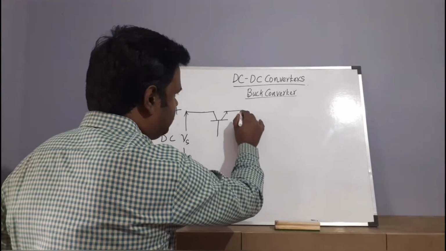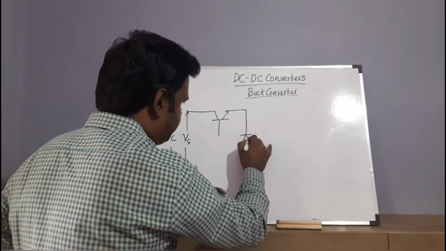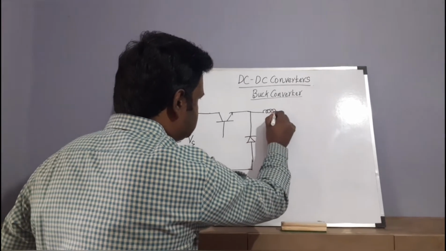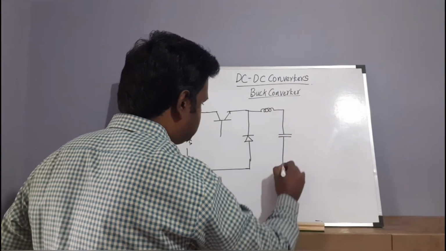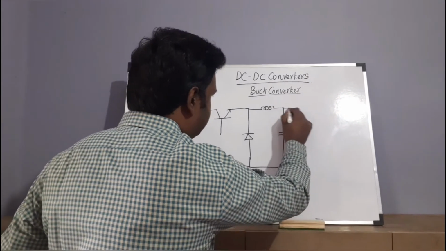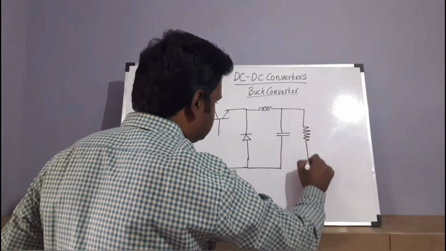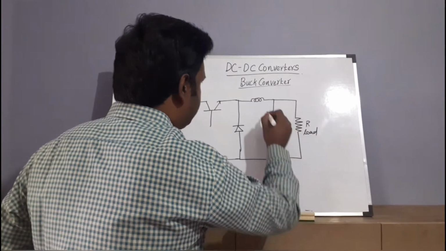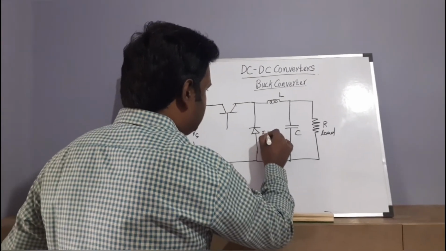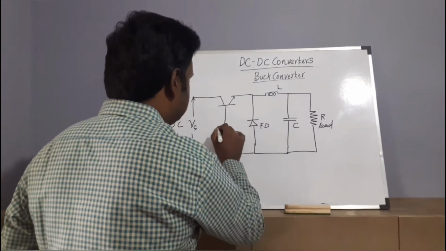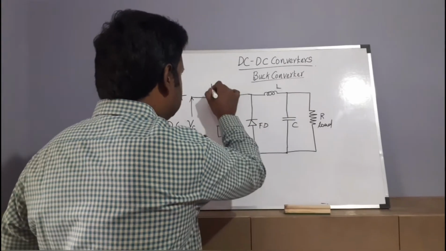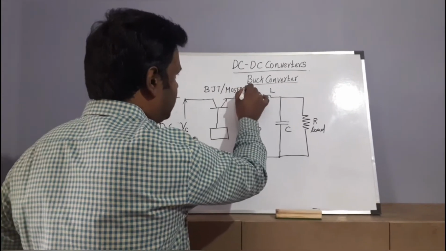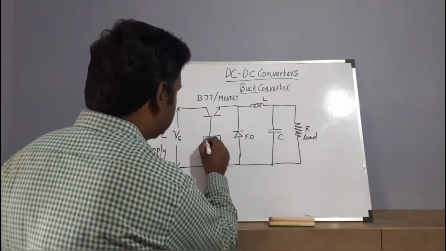Next we need a control circuit. Next we need a diode for its operation, then an inductance, then a capacitance, and then whatever the load may be. I am going to use a resistive load. Let me name it: this is R load, this is capacitance, this is inductance, this is the freewheeling diode, and this is a BJT or MOSFET or IGBT, whatever my requirement is, I can change it. This is my control circuit.